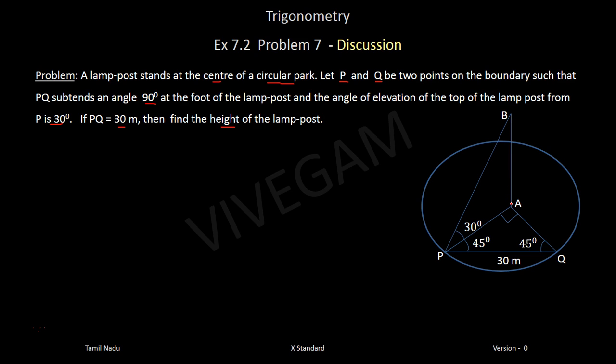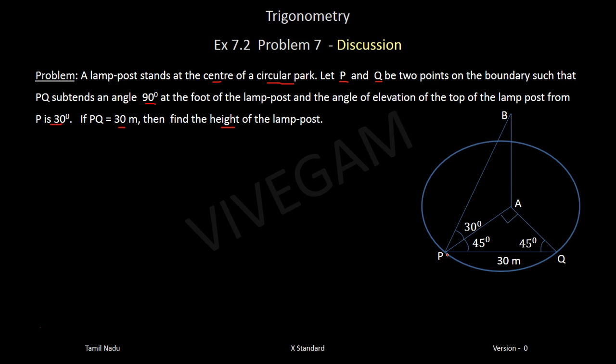So AB is the lamp post, correct? And this is the circle, and P and Q are the 2 points on the boundary of the park. So the whole thing is a park, and this is the boundary, right? So P and Q are the 2 points on it, and they subtend an angle of 90 degrees. So you join this to the center. This angle is 90 degrees, and this is your lamp post, and that's the foot of the lamp post. The center is also the foot of the lamp post.